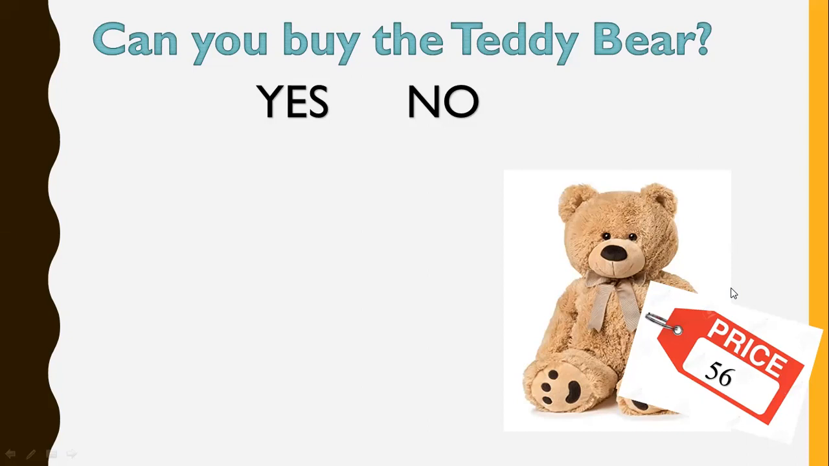So now we want to buy this teddy bear, which is for 56 reals. Before making a decision, let's find out how much cash we have in our pocket. We have 5 reals, 5 reals, and 1 real. So count them, boys. How much total money do we have in our pocket? 5 plus 5 is 10, and 10 plus 1 is 11.